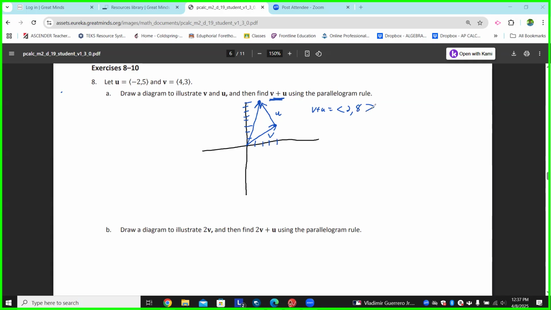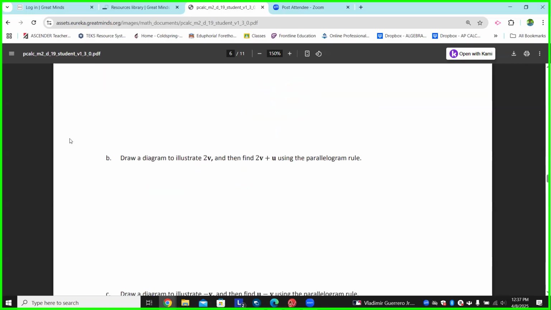You can verify that by math. What's negative 2 plus 4? 2. And what's 5 plus 3? 8. Be able to graph something like this, you're going to have to graph it on the test. So be able to graph vectors from end to end or tip to tail. Go ahead and try B real quick. See what you produce. You can always do the algebra to make sure your answers end up where they're supposed to, and then graph it correctly.